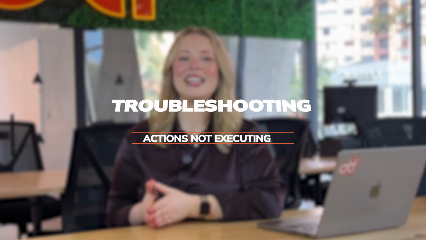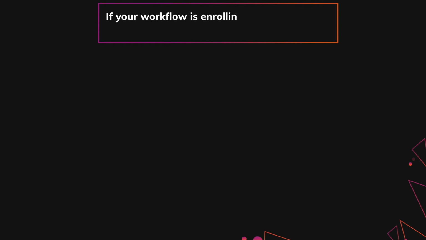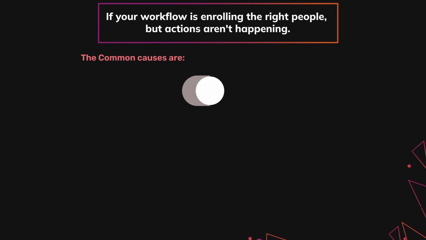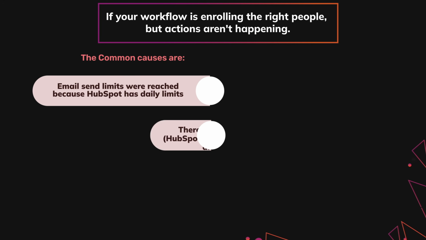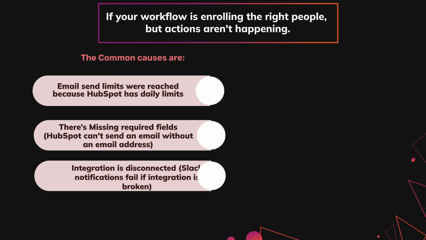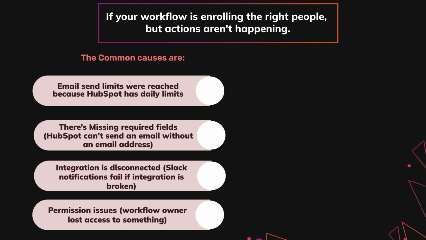Number 2 is actions not executing. So if there are people enrolling but actions aren't happening, the common causes are email send limits were reached because HubSpot does have a daily limit. There's missing required fields. For example, HubSpot won't send an email if they don't have an email address. An integration is disconnected, like Slack, it might be broken, or there are permission issues. So the workflow owner lost access to something.